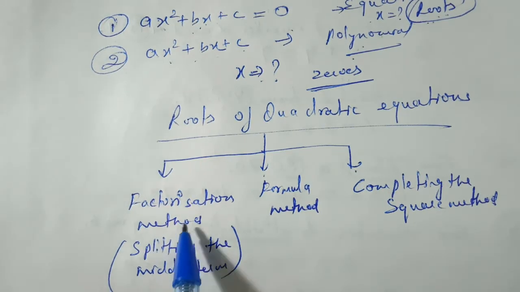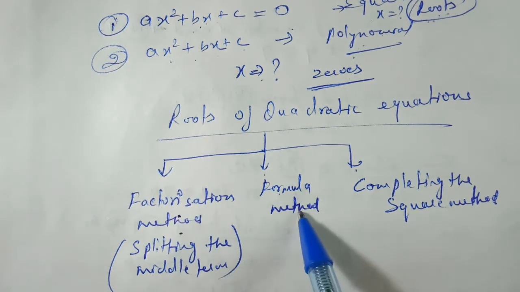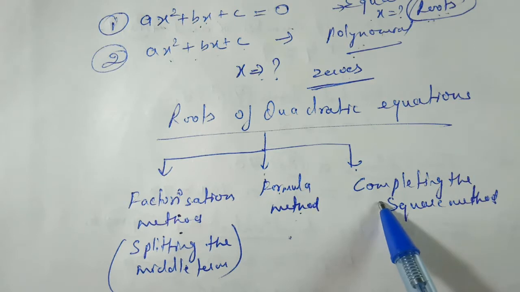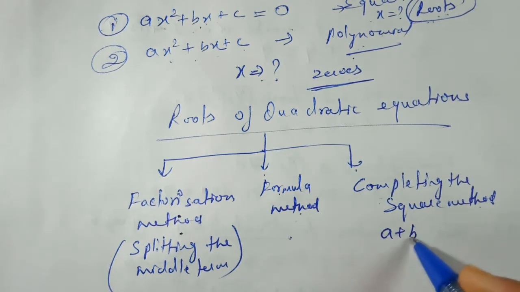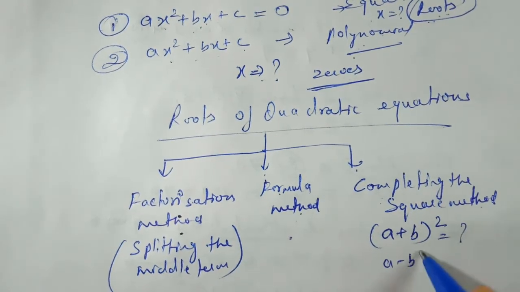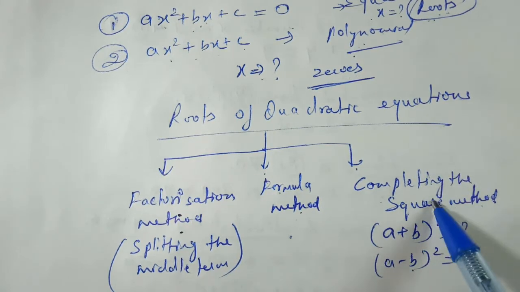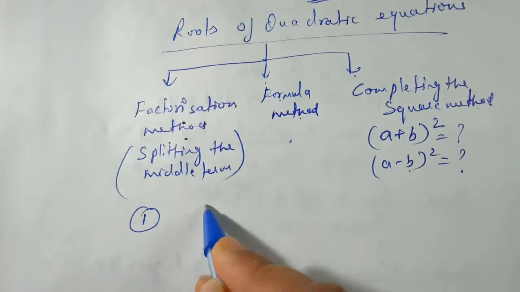We already know the first, as we used the concept in class 9th also. In the formula method, we are going to use a formula which is also called the Sridharacharya formula. And the third method is the completing the square method. Here we have to make the formula of (a + b)² or (a − b)² according to the given quadratic equation. So we are starting with the first method.